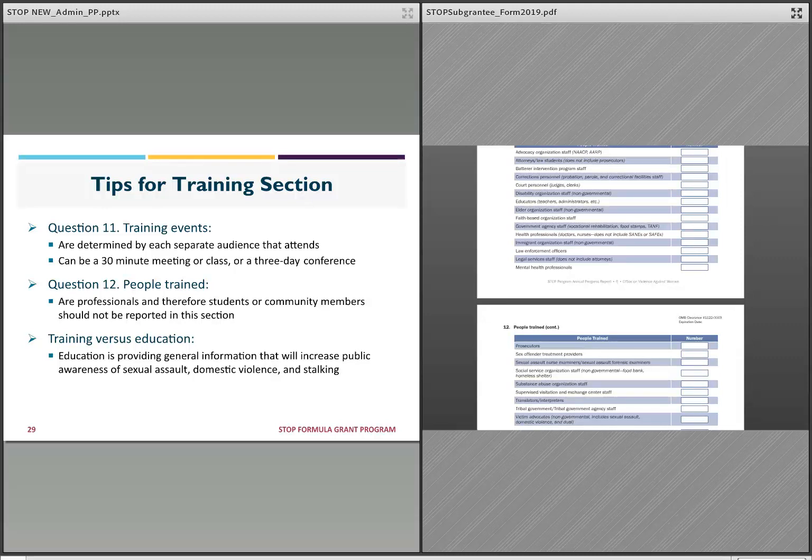To help clarify the difference between training versus education, if you consider that training is for professionals to help support them in their role in the system, education is providing general information that will increase public awareness of sexual assault, domestic violence, and stalking. So most students and all community members should be reported in the education section, not the training section, if they are receiving information from a STOP subgrantee during the current reporting period.